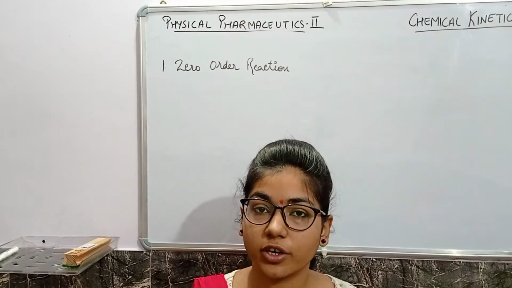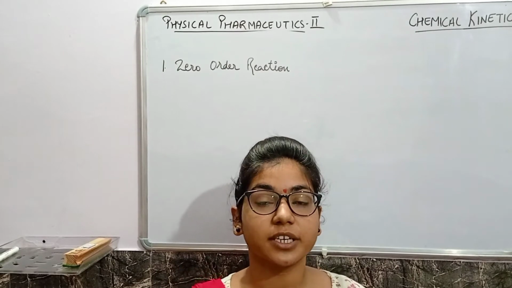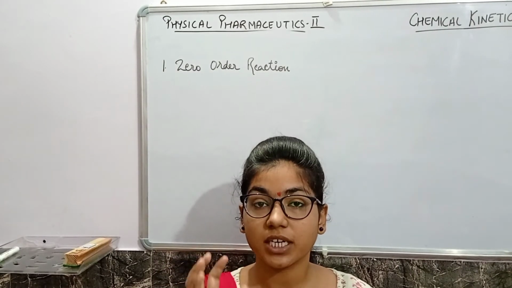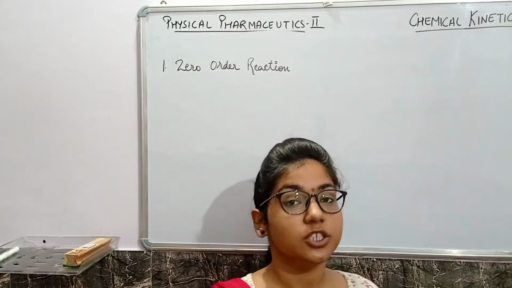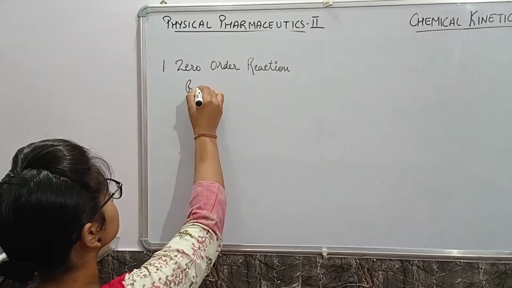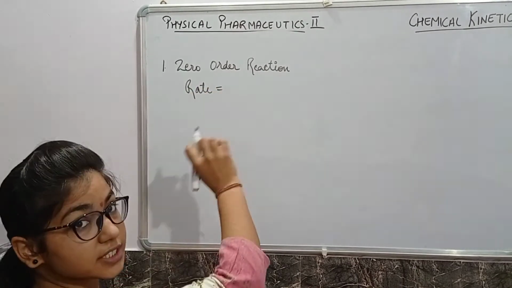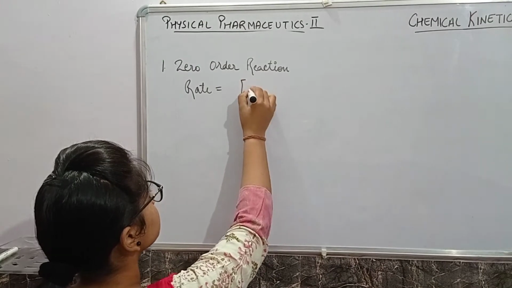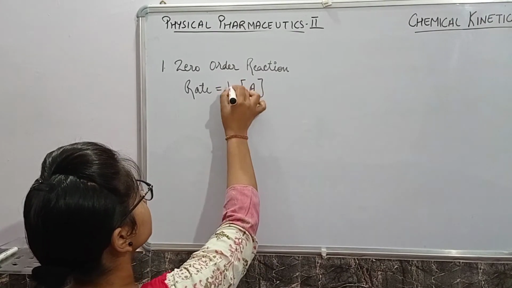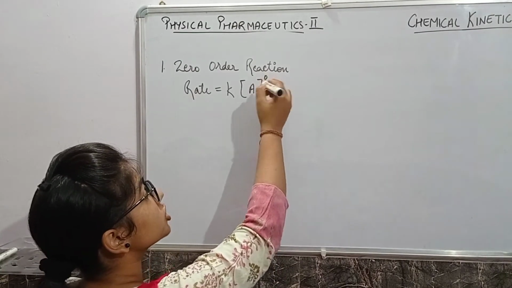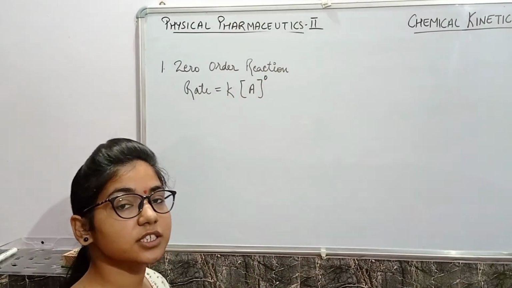First one is zero order reaction. As the name indicates, it is zero order. That means the power of concentration would be zero. So according to this, rate of reaction is directly proportional to the concentration. Here is the concentration, here is the proportionality constant, and the power of concentration is zero. This is the zero order reaction.